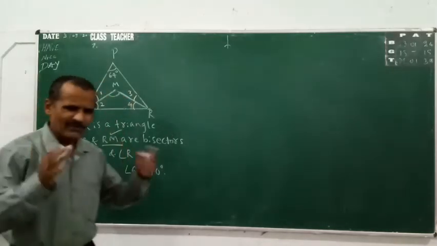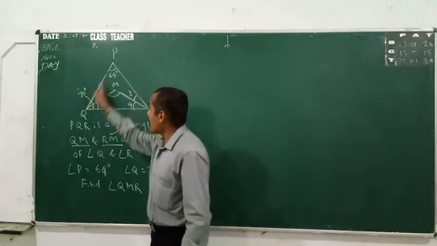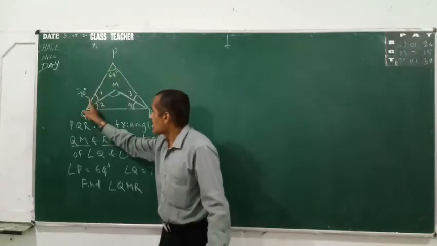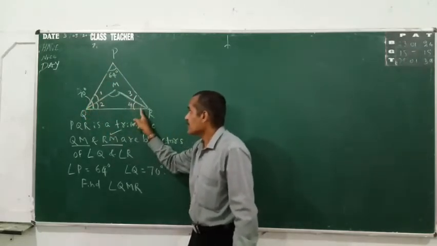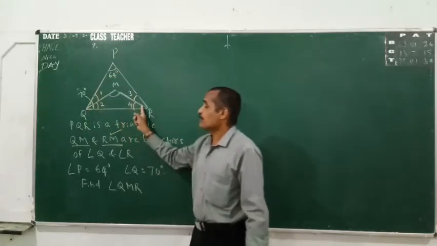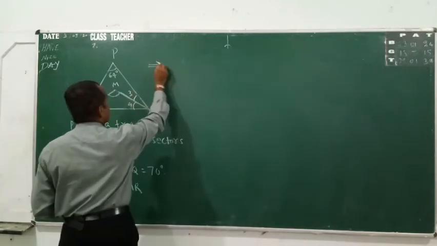How to find? Very simple. I will explain first what is to be done. Triangle PQR has three angles: angle P plus angle Q plus angle R. Out of these three angles, two angles are known to you. That means first you can find angle R.